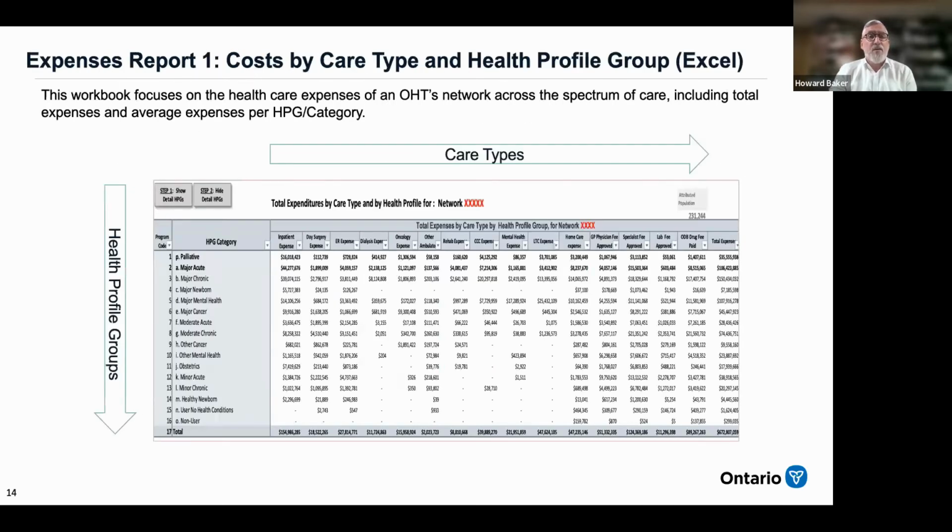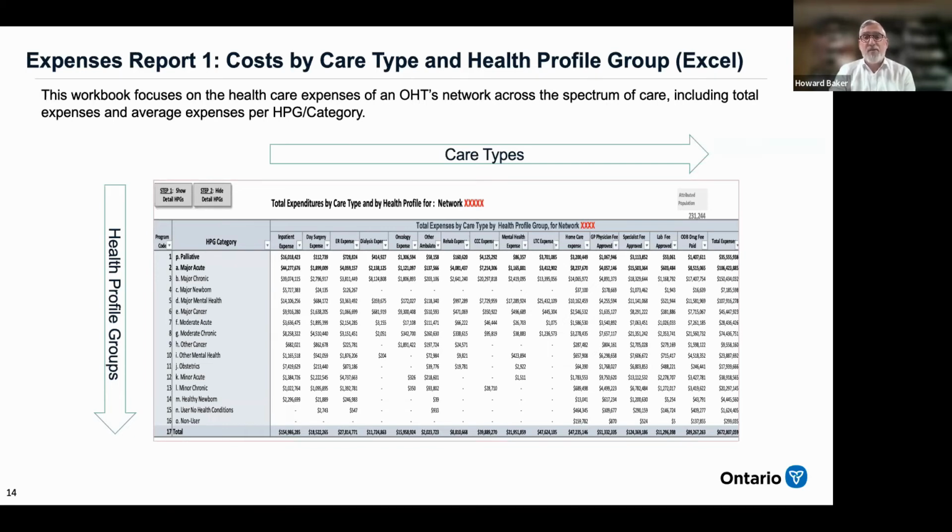So given that as an OHT, you will eventually be fiscally accountable for your patient populations, we provided you with these expenses reports to give you a snapshot of how much it costs to care for those patients who are attributed to your OHT. The first report, Costs by Care Type and Health Profile Group, is the Excel workbook that focuses on the healthcare expenses of an OHT's network across the spectrum of care, including total expenses and average expenses per HPG or category. As you can see, the report breaks these costs down by care type in each column.